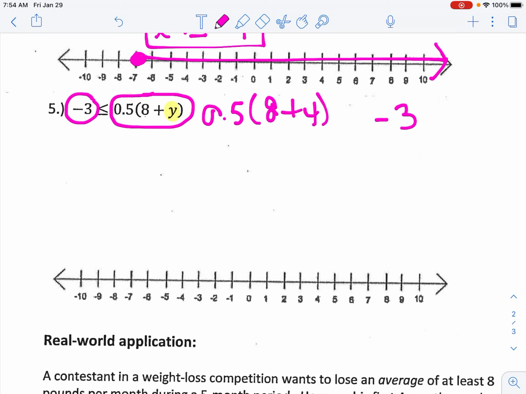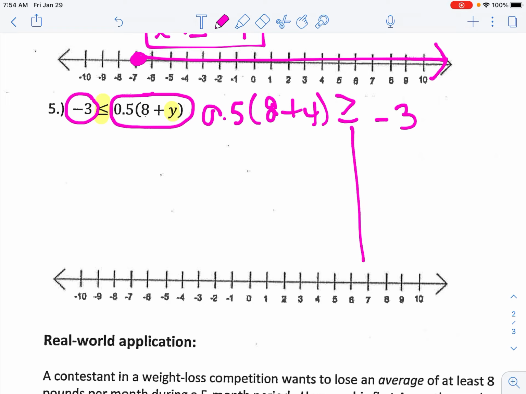Now remember, when you flip your variable to the left, you have to flip your sign. So our sign was less than or equal to. Our sign is going to flip to greater than or equal to. So 0 and 5/10 times y plus 8 is greater than or equal to negative 3.